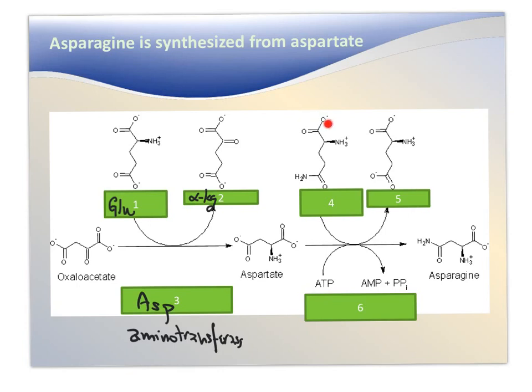So what is this right here? It may look a little odd, but we've seen it before. Glutamine. That's glutamine, because it's got that terminal amide. And glutamine is being turned into, what's that product? Number 5. Glutamate.